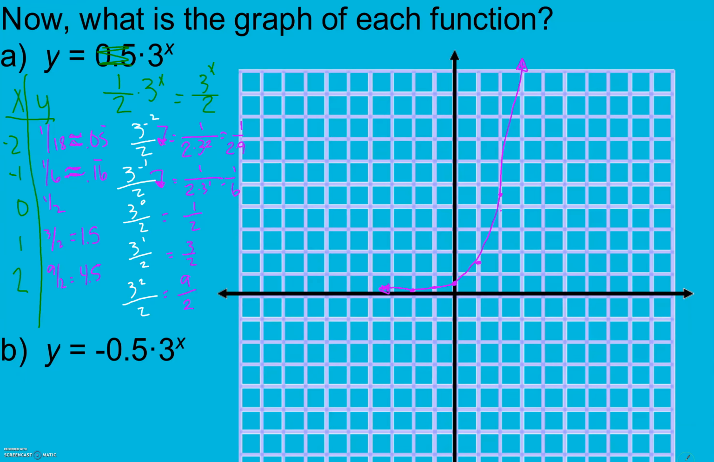Continuing on here in section 7.6, the graph that we had in part A, we call that exponential growth because as we move from left to right, it grows, it gets bigger. So that's going to be exponential growth. As x increases, so does our y.